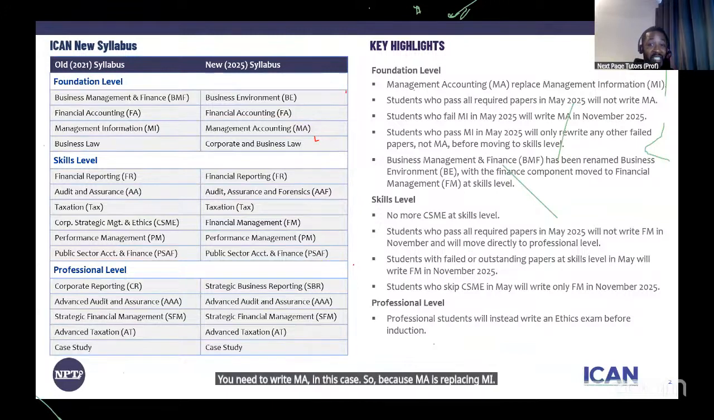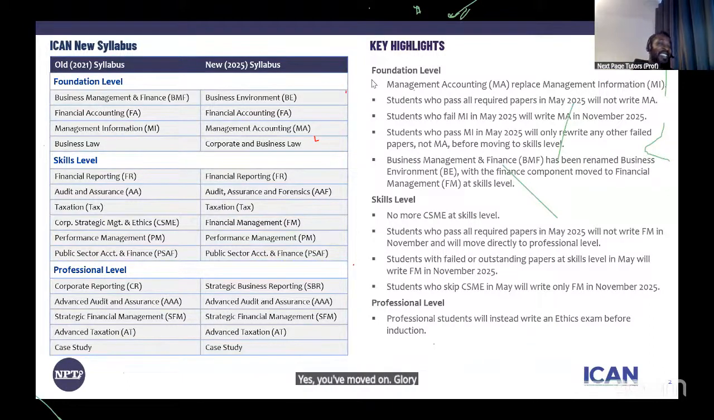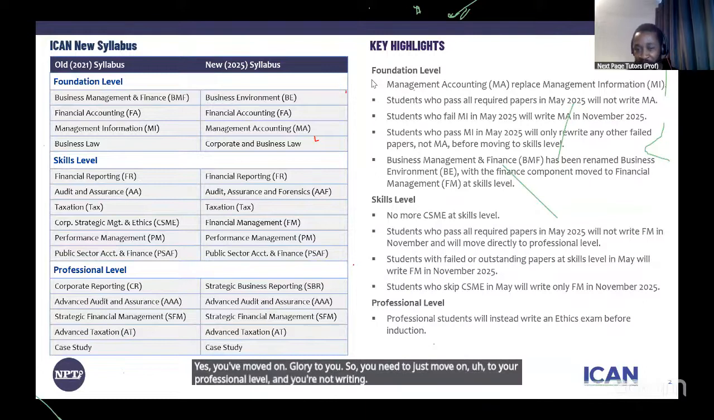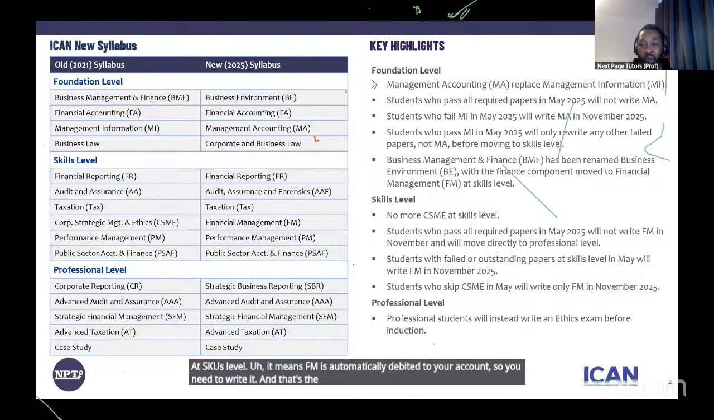FM is a bit different. They are taking out CSME, bringing in FM. If you have passed skills level, you've moved on, glory to God. You need to just move on to your professional level, and you're not writing FM. Are we together? But if you still have one or two papers to write at skills level, it means FM is automatically debited to your account. So you need to write it. And that's the summary of what we have right now.